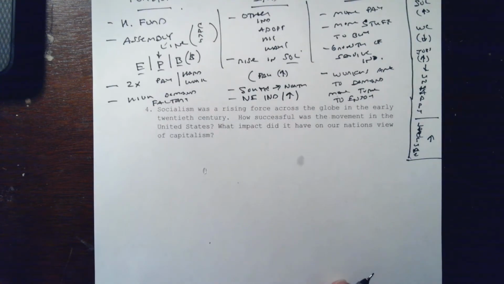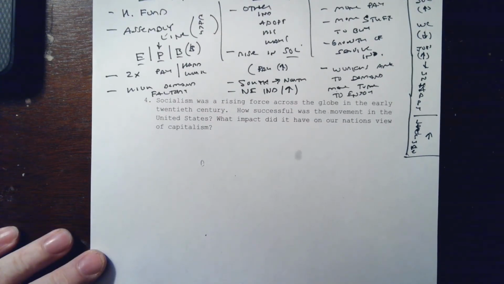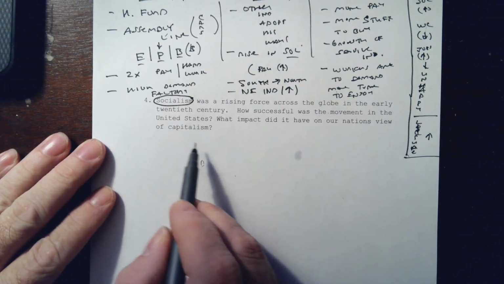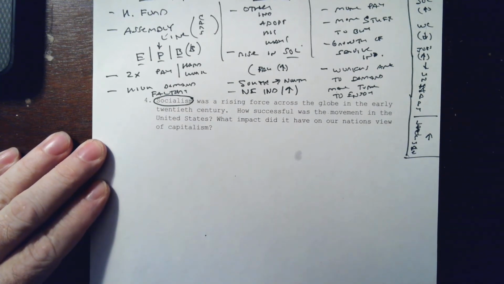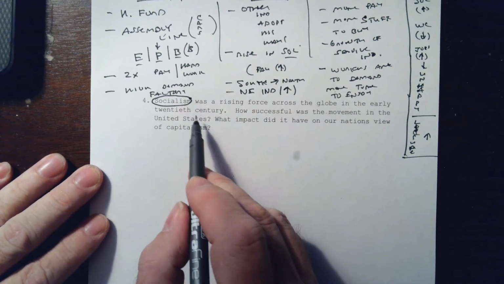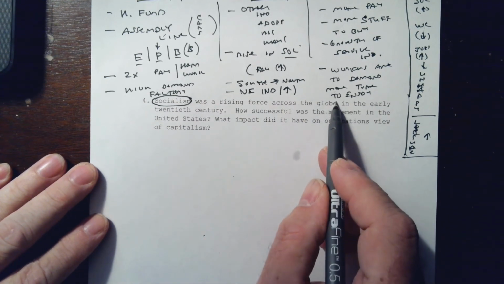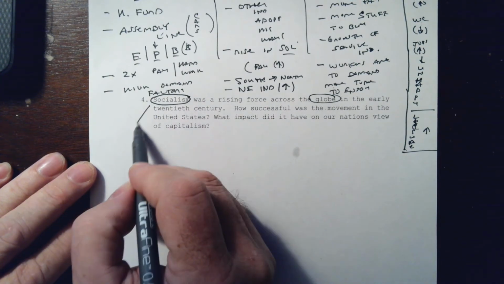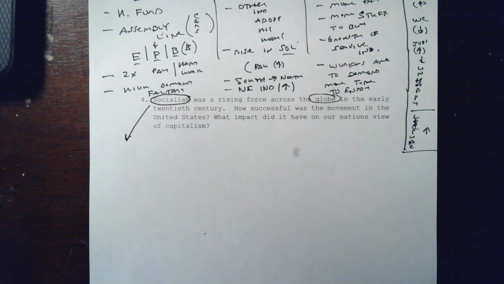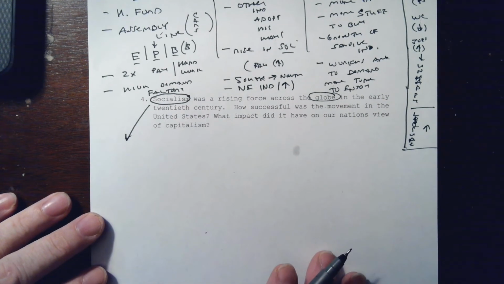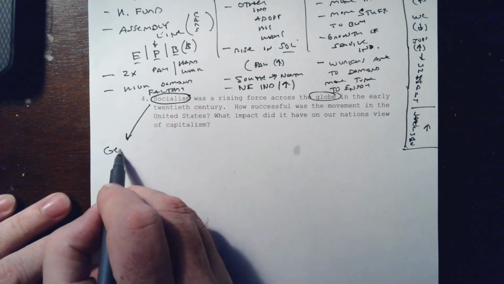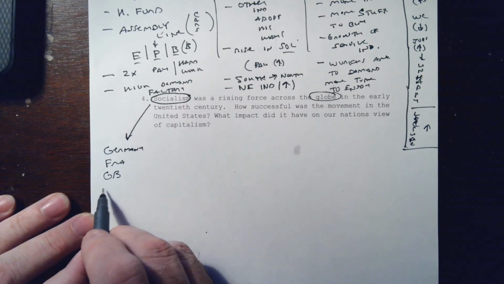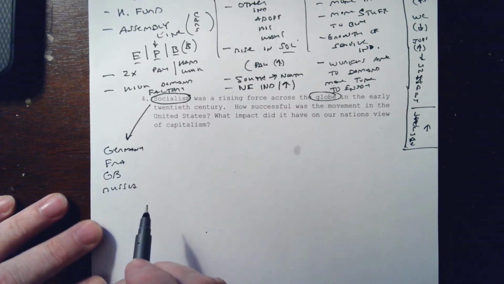Okay, one last question. Socialism, a rising factor across the globe in early 20th century. Now, what I would do is break this up into parts. And what you're looking at here is asking you about a rising force of the globe. So you're not going to jump in and start talking about the United States right now. So what you need to do is think back into our discussions about where was socialism taking place. So I would say mention Germany, mention France, mention Great Britain, and also mention Russia.